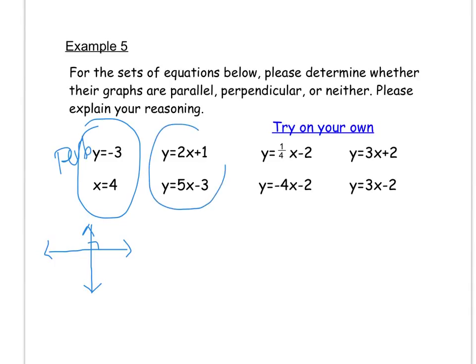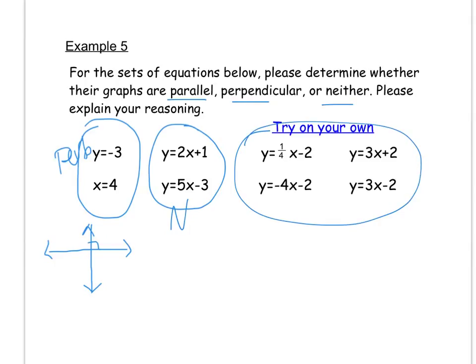Here, I'm going to look at my slopes. That's what determines whether they're perpendicular, parallel, or neither. Since the slopes are not the same, and they do not have the opposite reciprocal idea, these would be neither. Alright, so take a look at these and decide, parallel, perpendicular, or neither.